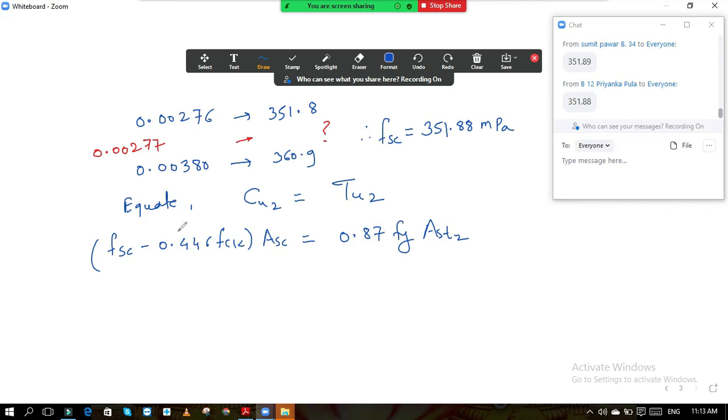Okay. So now just put the values. FSC is 351.88 minus 0.446 into 20 into ASC.